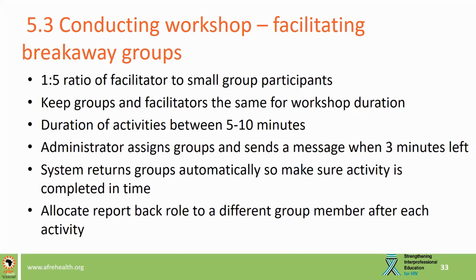Zoom format. We normally ask the breakaway groups to report back in the main group, and we ask the facilitator to identify somebody in each group to report back. There might not always be time in the main group for every group to give feedback, because this takes a lot of time, but after each activity we can ask 1 group, and the next time maybe group 1, and the next time group 2, to report back. Next slide.